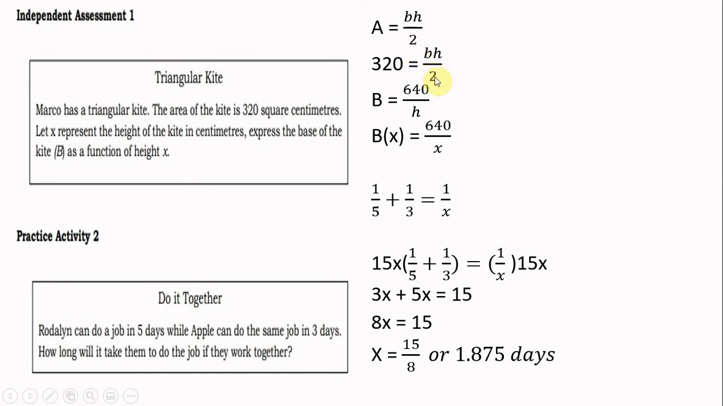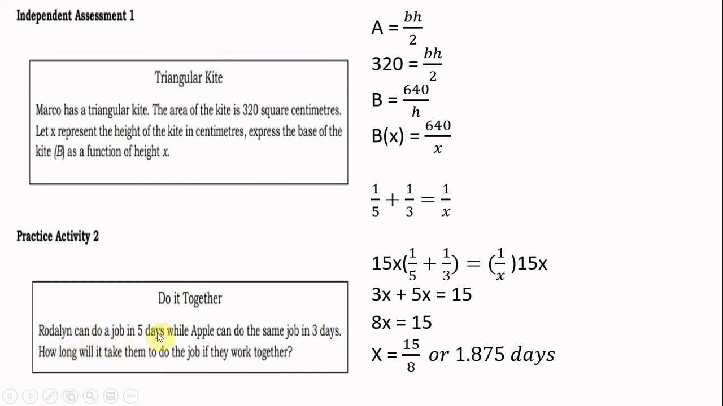Okay, so that would be the area is 320. You will be having the cross product. 2 times 320, that's 640. Then, divided by h. So, therefore, 640 divided by h, or height. Now, we'll be expressing base as a function of the height x. So, our answer is b of x equals 640 over x. Okay, now, do it together.